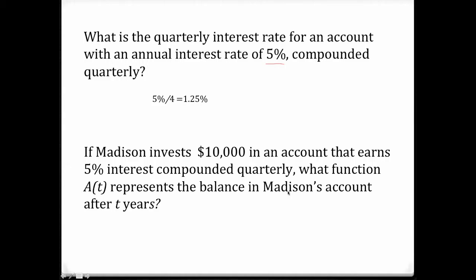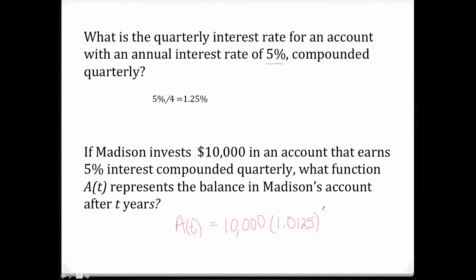If Madison invests $10,000 in an account that earns 5% interest quarterly, I want to write the function that will represent Madison's balance at the end of T years. Well, how do I do that? Well, I want to know how much she's going to have at T years. She will have her initial investment of $10,000. Her growth rate, remember, is 5%, but that 5% is quarterly, so her growth rate is actually going to be 1.0125. Here's my quarterly growth rate.